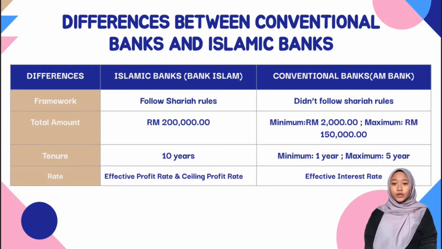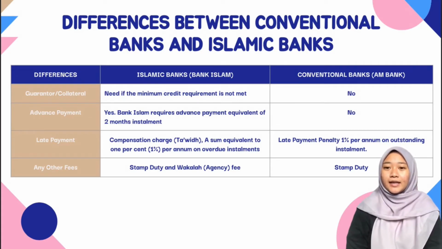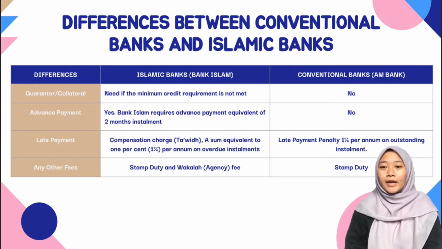Bank Islam has two types of rate, which are the effective profit rate and the selling profit rate, while Ambank has one type of rate, which is the effective interest rate. Next is the difference about guarantor or collateral. In Bank Islam, you need to have a guarantor or collateral if you do not meet the minimum credit requirement, while in Ambank you don't need that. Next is about advance payment. Bank Islam requires an advance payment equivalent to a 2-month installment, while Ambank does not.